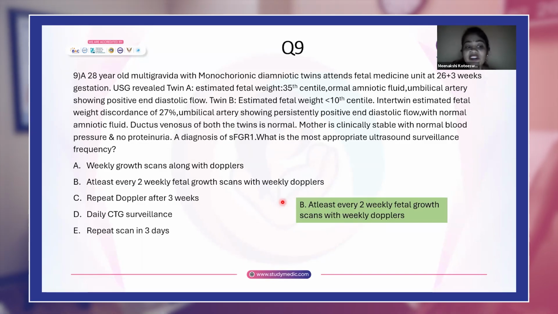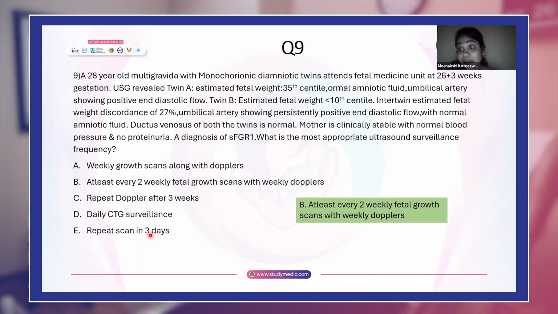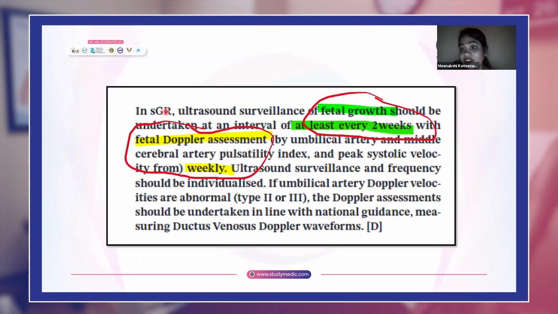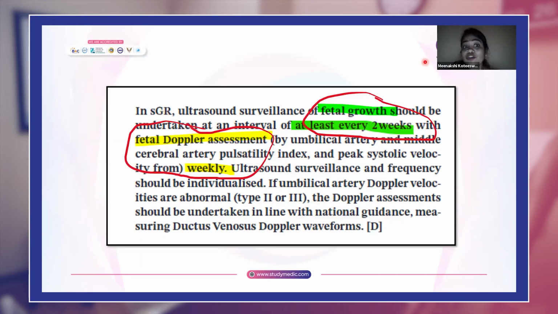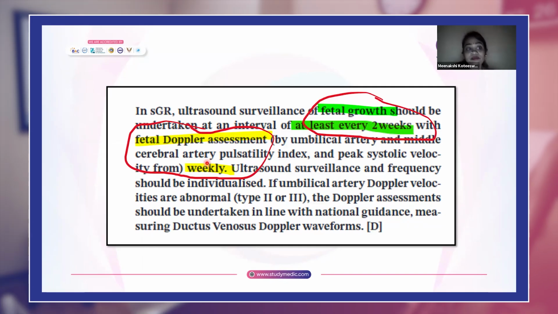Repeat Doppler after 3 weeks? No. Daily CTG? Not required. Repeat scan in 3 days? No, that's not the recommendation. So once you know that it's a selectively growth restricted baby, make sure that the fetal growth scan should be done at least every 2 weeks and the Doppler assessment should be done weekly. This is very, very important.